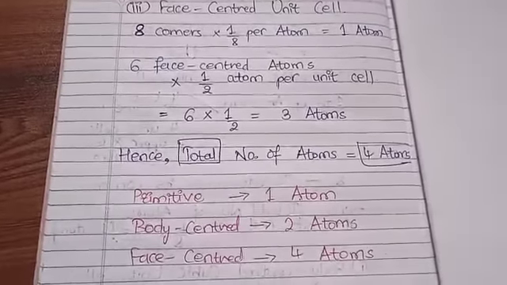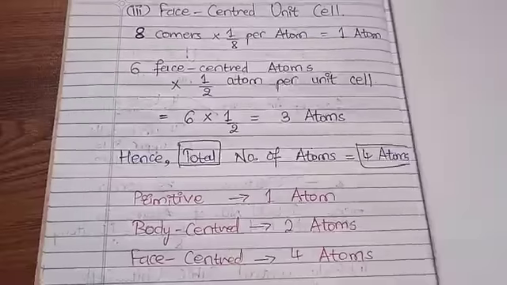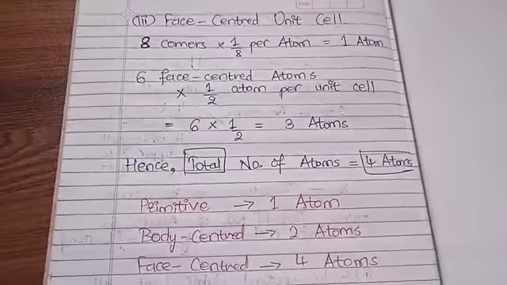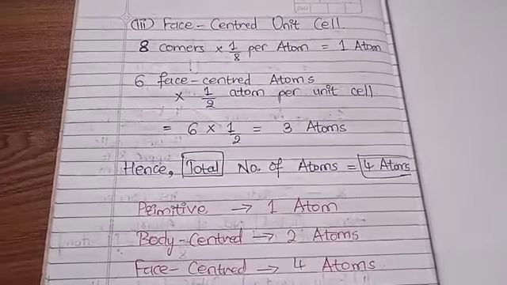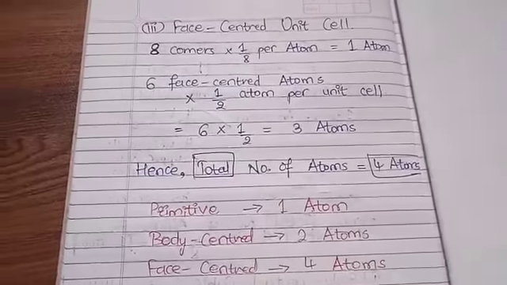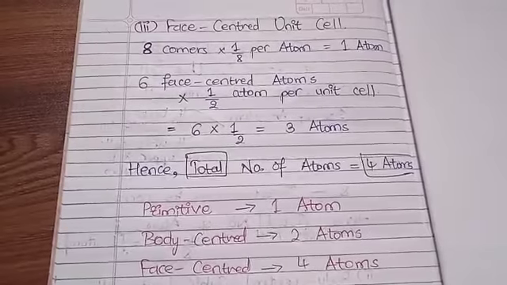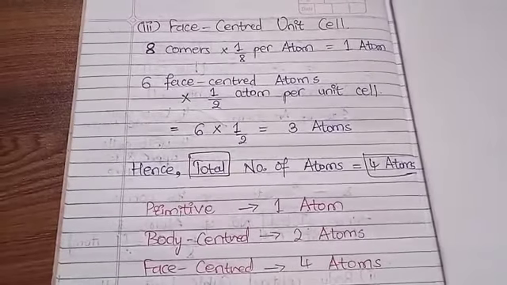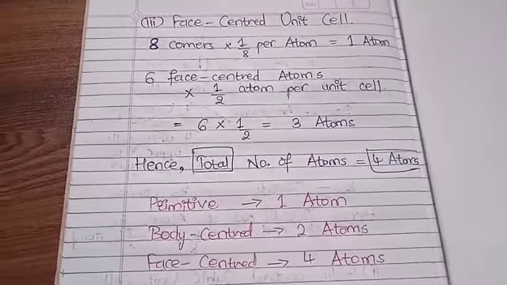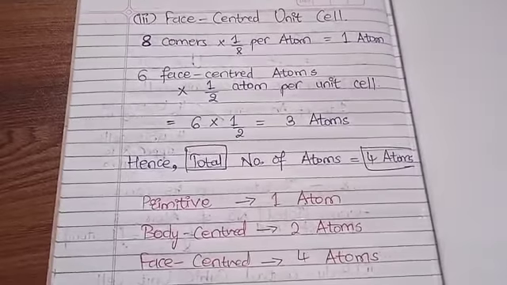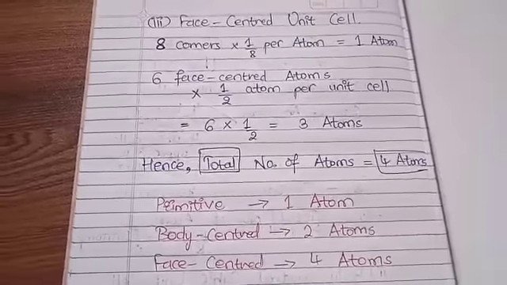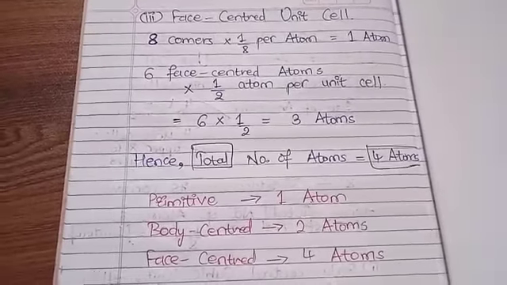So this can be asked in your Gujarat board exams. Each is asked for maybe 2 marks. But if you are asked in a way that describes the number of atoms in a cubic unit cell, then you are going to write all 3, that is the primitive unit cell, the body centered cubic unit cell, and the face centered cubic unit cell, with their descriptions as well as their figures.